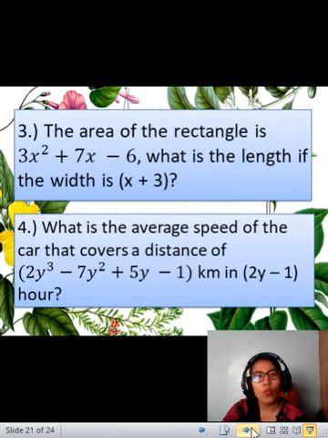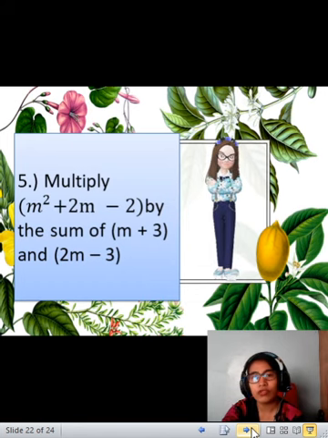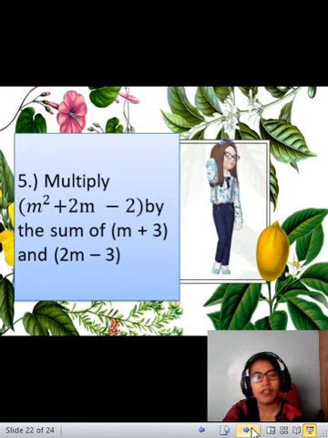Number 4, what is the average speed of the car that covers a distance of 2y cubed minus 7y squared plus 5y minus 1 kilometer in 2y minus 1 hour? So it says average. When we're talking about average, it means division. So you just divide that given with each other. And don't forget for your number 4 to write kilometer over hour.